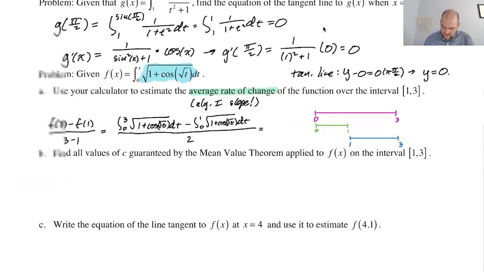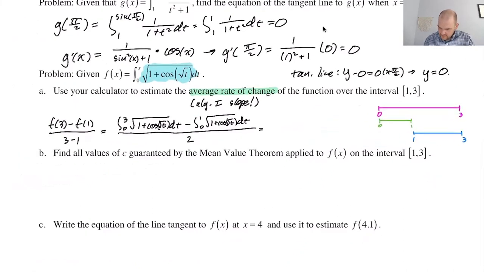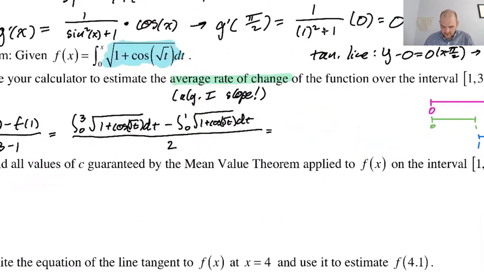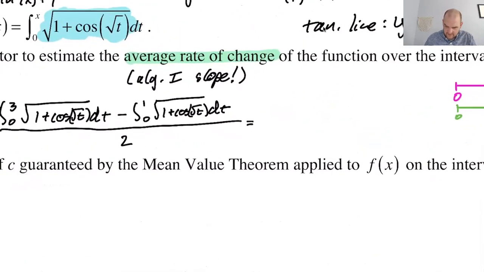So this thing that we've written so far, now I'm going to move this out of the way. The integral that we've written so far, before we grab a calculator, can be reduced down to the integral from 1 to 3 of the square root of 1 plus cosine of root t.